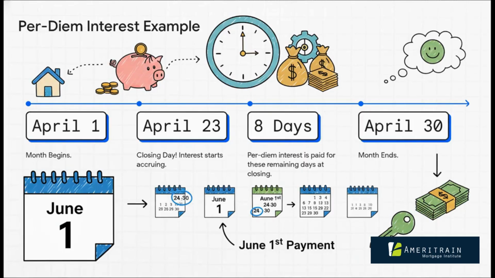And this shows you exactly what's going on. If you close on, say, April 23rd, you're just prepaying the interest for those last 8 days of April right there at the closing table. That way, your very first mortgage payment starts fresh on June 1st, covering the month of May. It's really just prepaid interest.